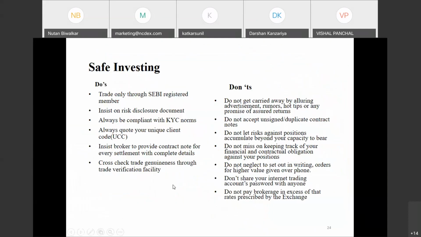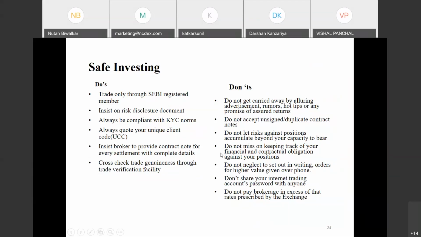Now, the do's and don'ts. It is a very simple thing. You have to trade through only a SEBI registered member and insist on a risk disclosure document. You should always comply with the KYC norms and always quote the unique client code. You should not get carried away by false advertisements. Do not accept any unsigned duplicate notes. Do not let risk against your position accumulate beyond your capacity.